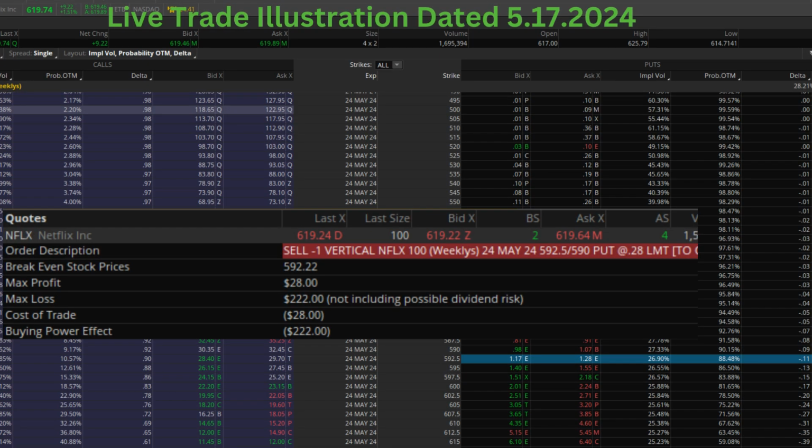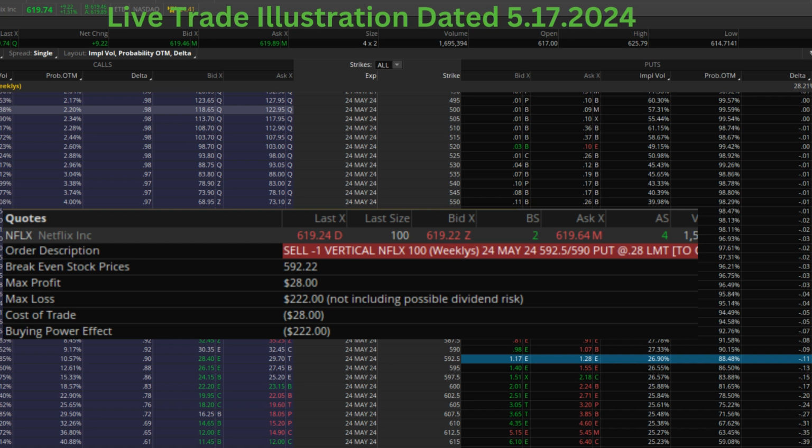Here we are doing a live trade on the 17th of May 2024, and we're using the Netflix stock option chain, and we're going to do a vertical put trade with a delta of 11 points. Just to expound again on a delta of 11 points, it means that we have an 89% probability of success. And I'm very comfortable with that probability.